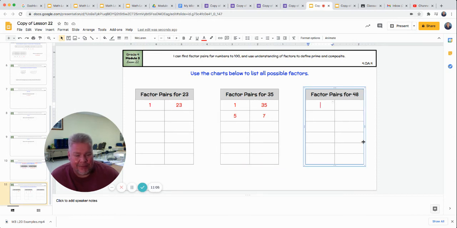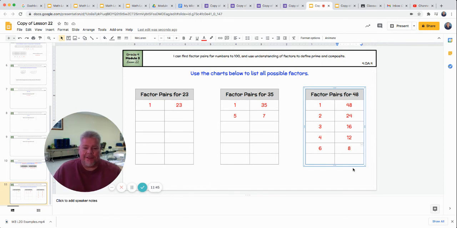48. That's a big one. You've got 1 times 48, 2 times 24, 3 times 16, 4 times 12, 5, nope, 6 times 8 is 48, 7, no, 8, we've got 8 times 6, 9, 10, 11, and we're back to 12. So there are the factors for 48.